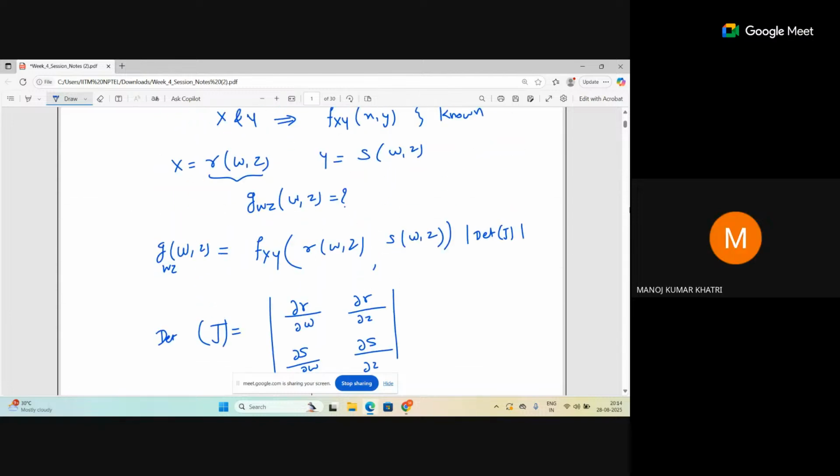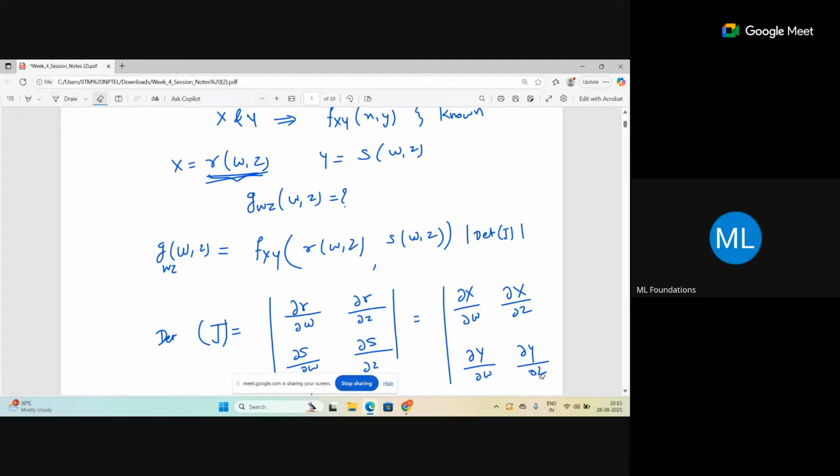Sir, please write it that way also, because that is more convenient to remember. Yeah, that is just fine. So you can write del x by del w, del x by del z, and del y by del w, del y by del z. But remember that the x I'm using here has to be this function. So that is also fine.